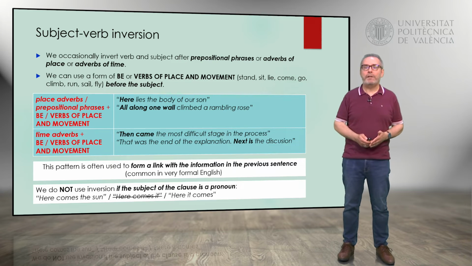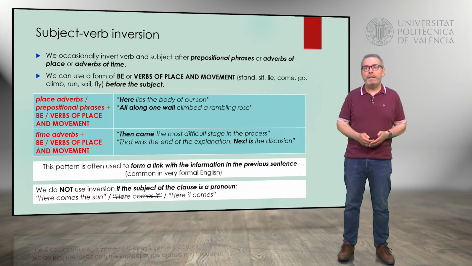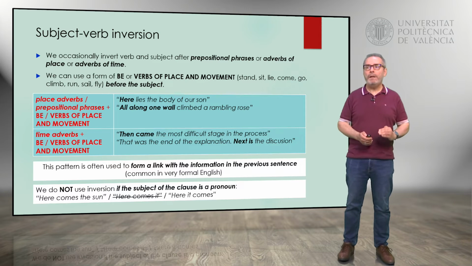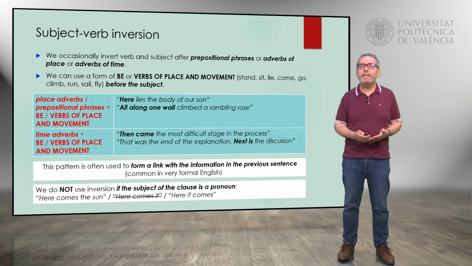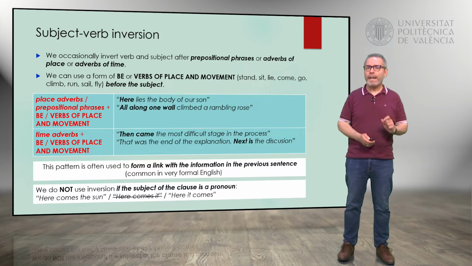Next is the discussion. This pattern, as we can see, is very widely used to establish a link with the information in the previous sentence. That's why it's important in formal English and in academic English. We have to take into account a very important fact. We do not use inversion if the subject of the clause is a pronoun. For example, we can say, here comes the sun with no pronoun, or here it comes, but we cannot say, here comes it.